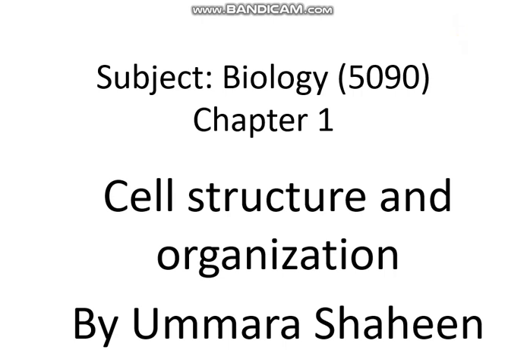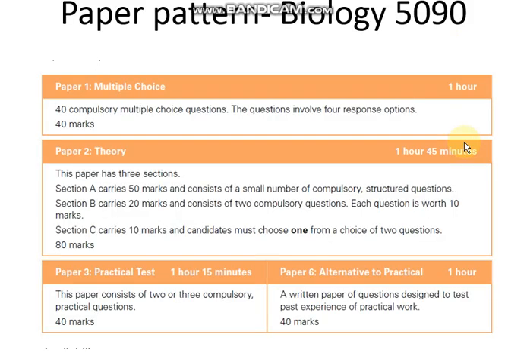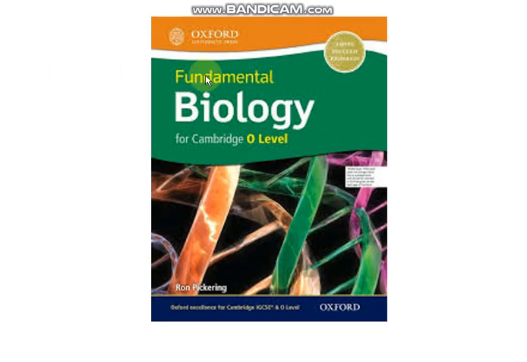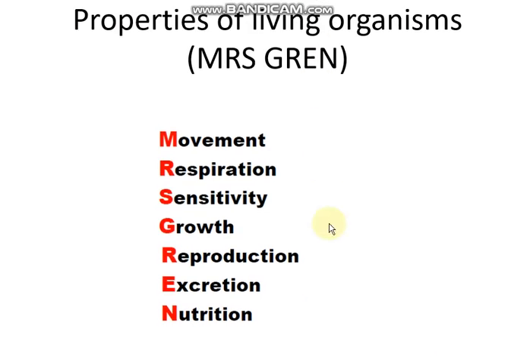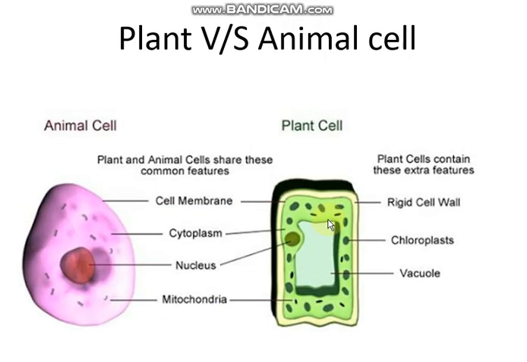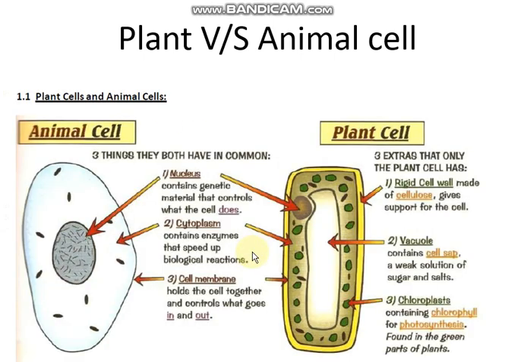Okay beta, before starting today's topic, let's have a quick recap. Initially, when we started this chapter, first we learned about the paper pattern. Then we learned that we will use this book. After that, we learned about the properties of living organisms. Then this is the structure of plant and animal cell, a quick comparison. Similarly, this diagram is also showing the properties of plant and animal cells.